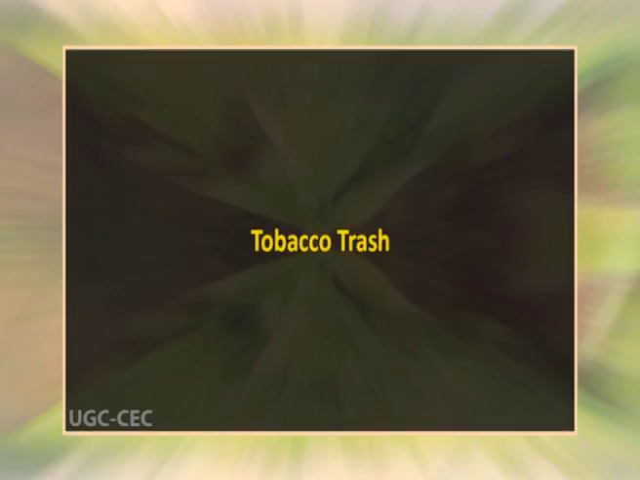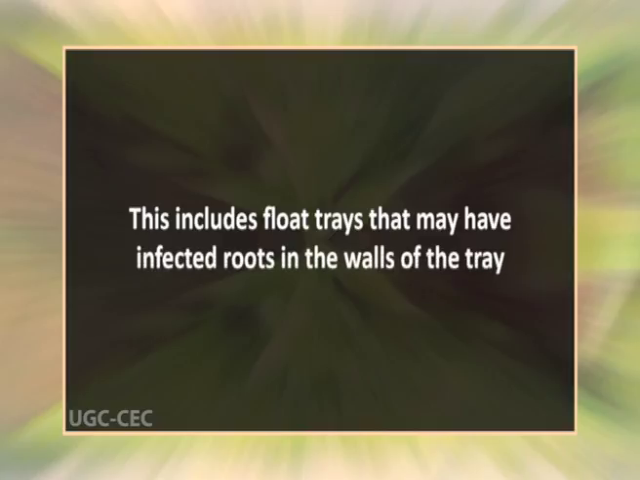Number 2. Tobacco trash. Tobacco mosaic virus will survive for years in dry tobacco tissue. So anything that may be contaminated with pieces of leaf, stem or root tissue should be cleaned prior to use in the crop. This includes float trays that may have infected roots in the walls of the tray.